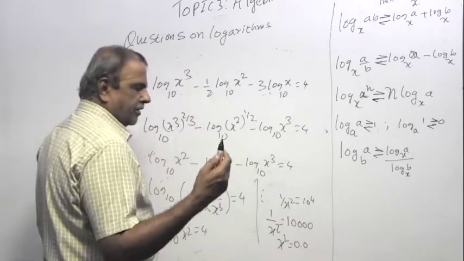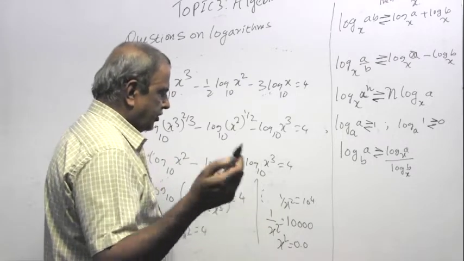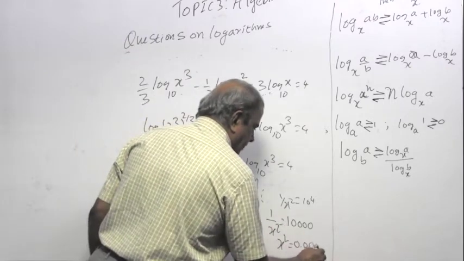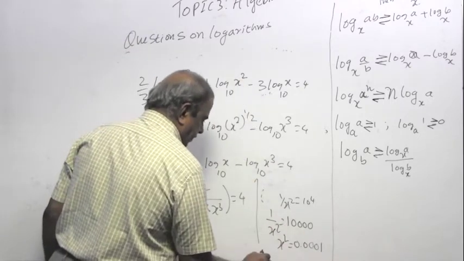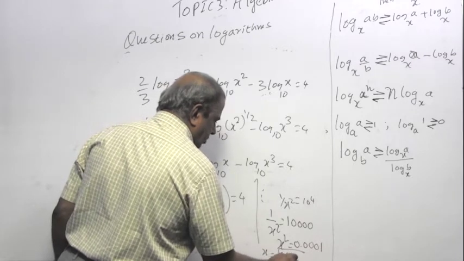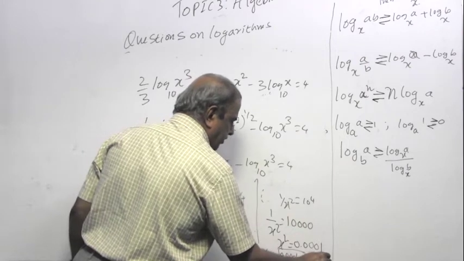1 over 100 is 0.01. 1 over 1000 is 0.001. 1 over 10,000 is 3 zeros and 1. So therefore, x equal to the square root of 0.0001, which is plus 0.01.